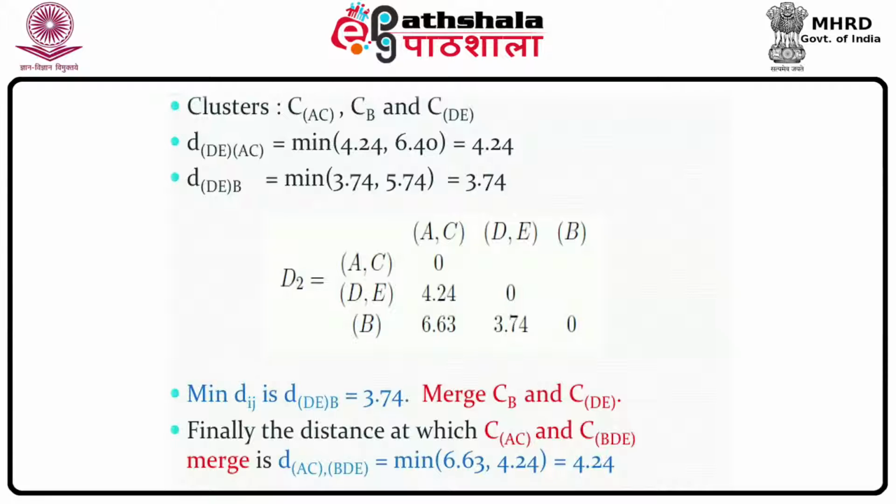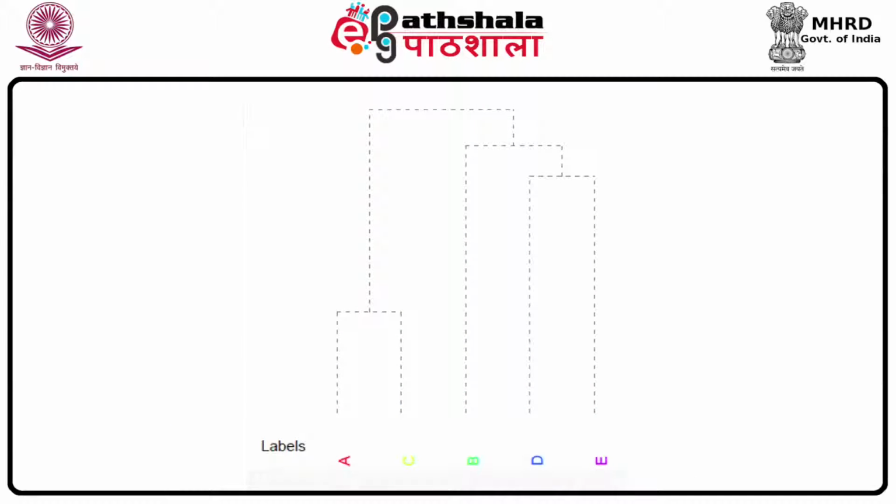So now we have two clusters. One cluster comprising of AC and the second cluster comprising of B, D and E. And finally we merge these two clusters at a distance of 4.24, which is the minimum of 6.63 and 4.24, and form a final cluster. And then when we plot this, we get a dendrogram like this.